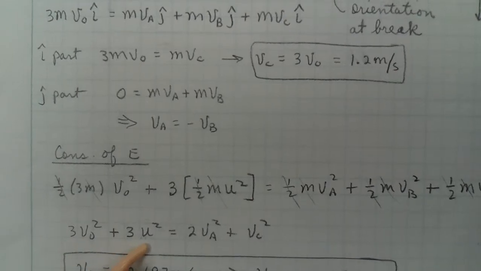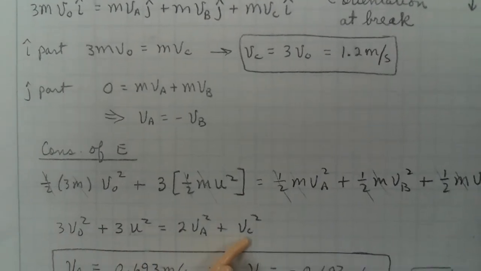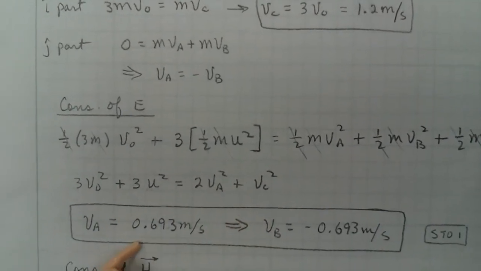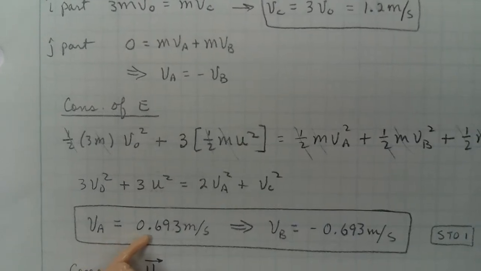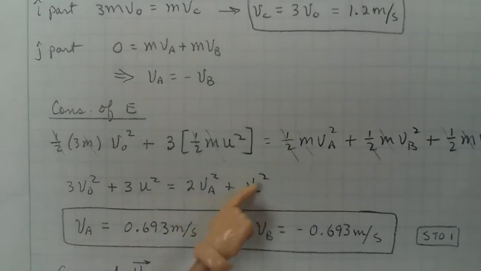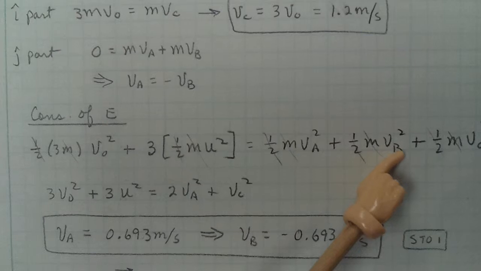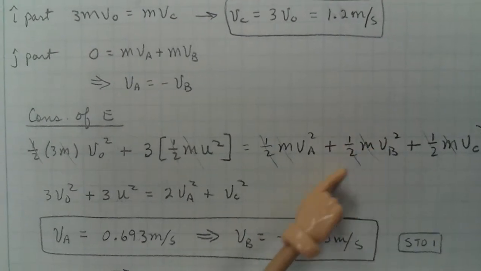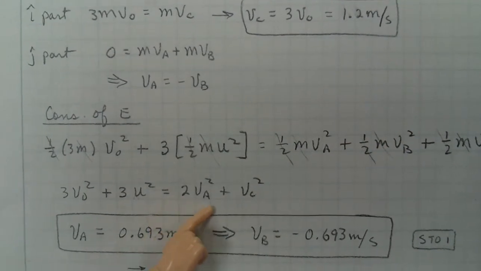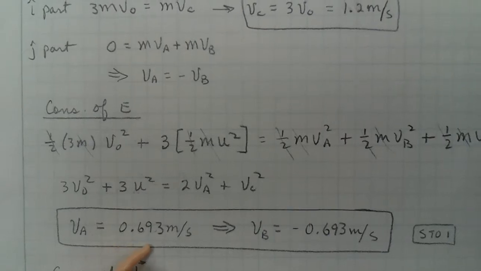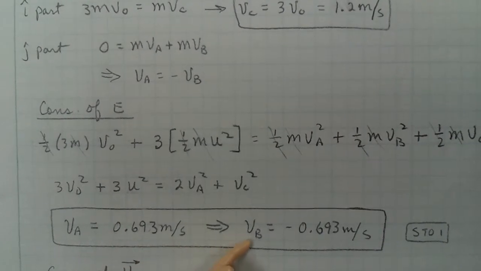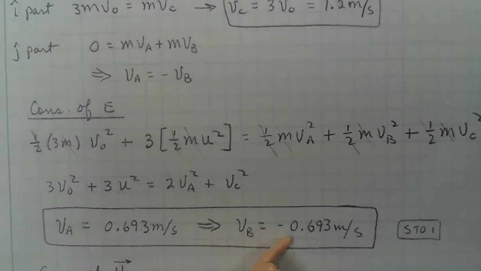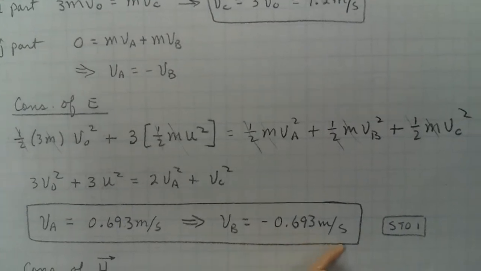That's 3 v naught squared plus 3u squared equal to 2 va squared plus vc squared, and since we know what vc is, we can solve for va, because what we did is substitute in here, by the way, that vb is the negative of va, and that's why we ended up with 2 va squared right there. So you end up with va equal to 0.693 meters per second, which implies that vb is negative 0.693 meters per second.